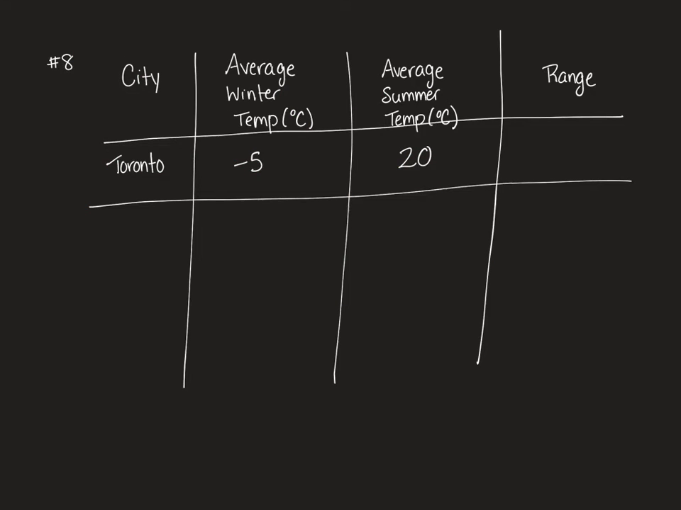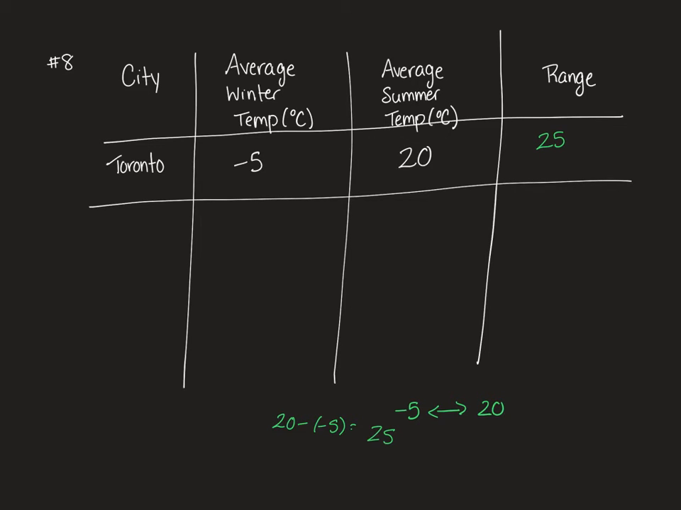Question 8 is going to give you a chart that contains cities, their average winter temperature, and their average summer temperature. They're going to ask you to calculate the range. So the range is how many degrees it changes throughout the year. So basically, what is the distance between negative 5 and positive 20? So in order to find that, you could say 20 minus negative 5 is positive 25, right?